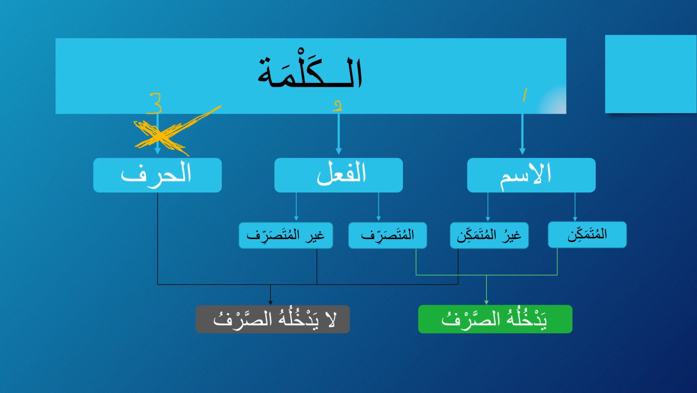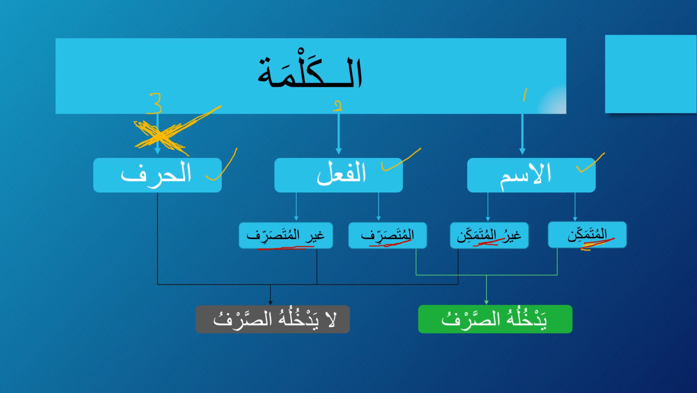So that's why I clarify it: we have alismu, we have al-fi'l, we have al-harf. So alismu can be mutamakkin, changeable, and at times ghayr mutamakkin, non-changeable. So also al-fi'l can be mutasarrif, changeable, and at times not changeable. I explained this, I'm not going to waste time on it.